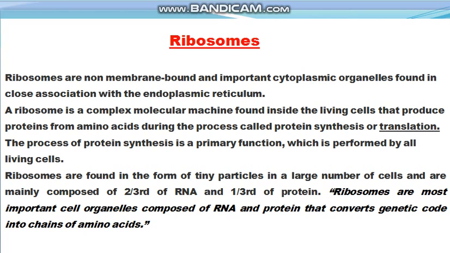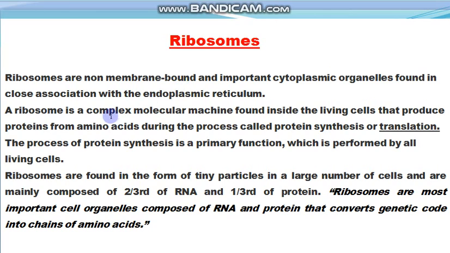What are ribosomes? Ribosomes are non-membrane bound and important cytoplasmic organelles found in close association with the endoplasmic reticulum. When I was teaching you about the endoplasmic reticulum, I told you that ribosomes are associated with the rough endoplasmic reticulum. They are present in the cytoplasm and are not bound by any membrane. It means they are non-membranous organelles. So these are the ribosomes.